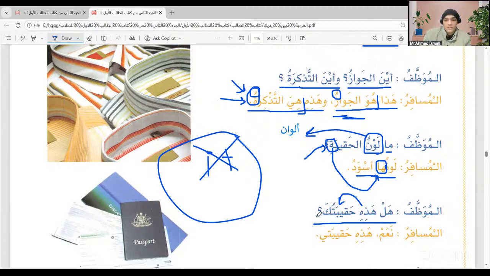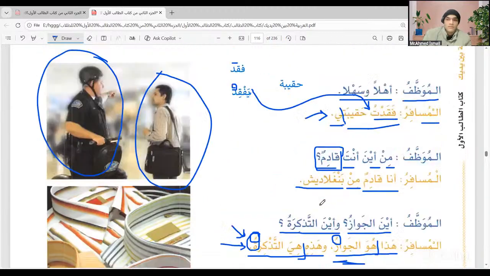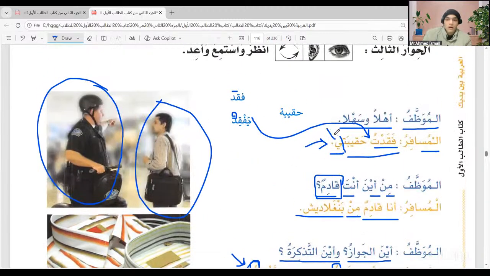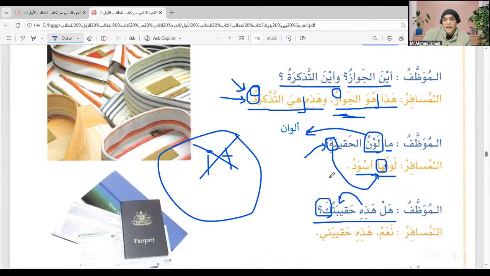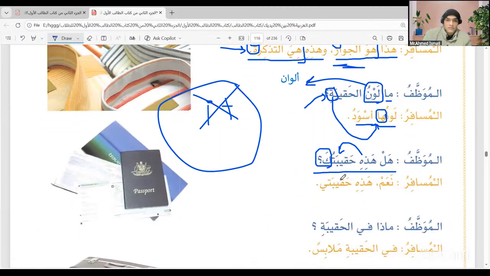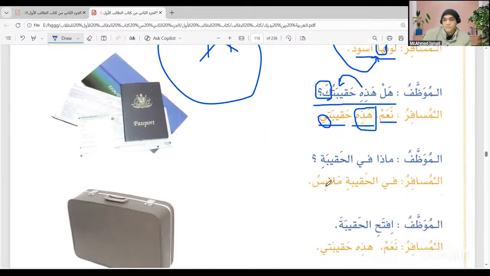I could say this is your, because we have kaf in the end, which means your. And when you say before حقيبتي, which means my, you remember that of course from the first unit. So هل هذه حقيبتك? Is this your bag? You say نعم. Yes. هذه حقيبتي, this is my bag. And of course, you know هذه is for female, for مؤنث.